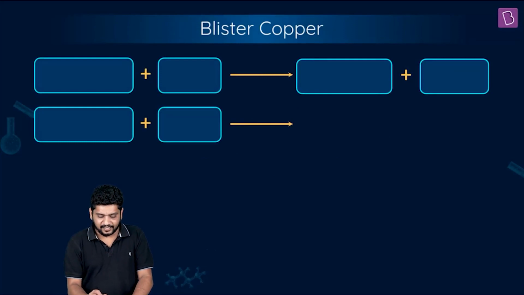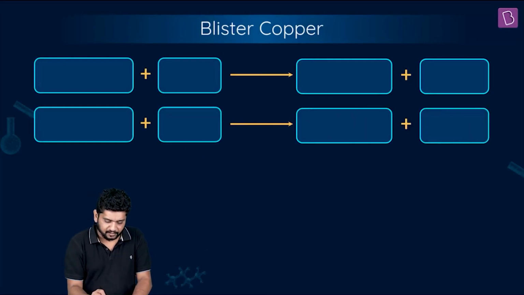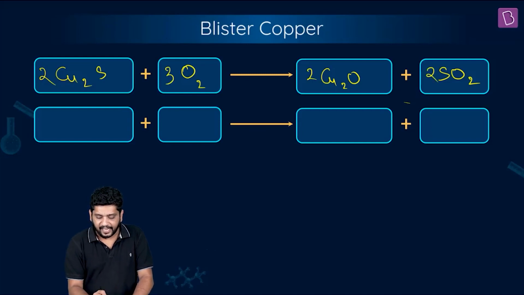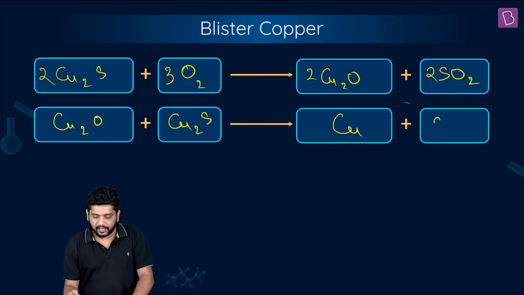Reactions I have already written, but let me just repeat it nonetheless. Cu2S plus O2 giving you, right? First of all, you're going to get Cu2O and SO2, right? How do you balance this? Let me write 2 Cu2S and 3 O2 giving 2 Cu2O and 2 SO2. And after that, Cu2O can also react with Cu2S, and then you end up getting copper and sulfur dioxide.